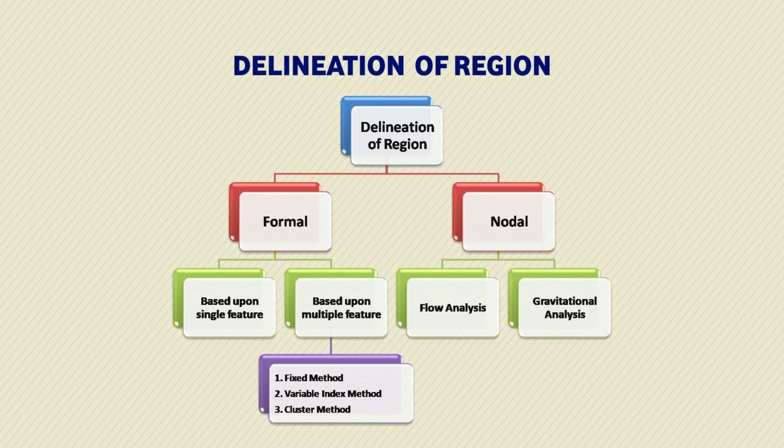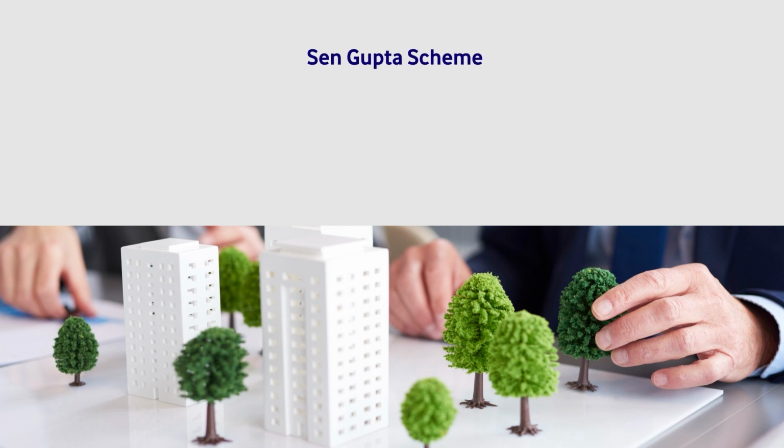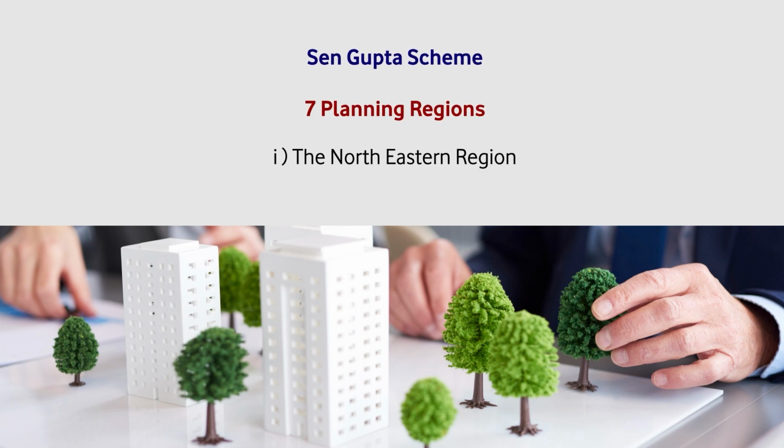an area. Planning regions in India, under the Sen-Gupta scheme, there are 7 planning regions. Number 1, the northeastern region, the eastern region, the northern central region, the central region, the northwestern region, the western region and the southern region.